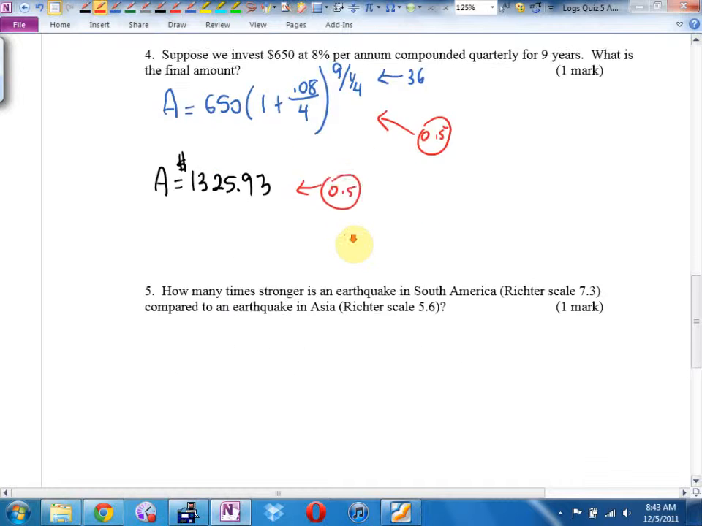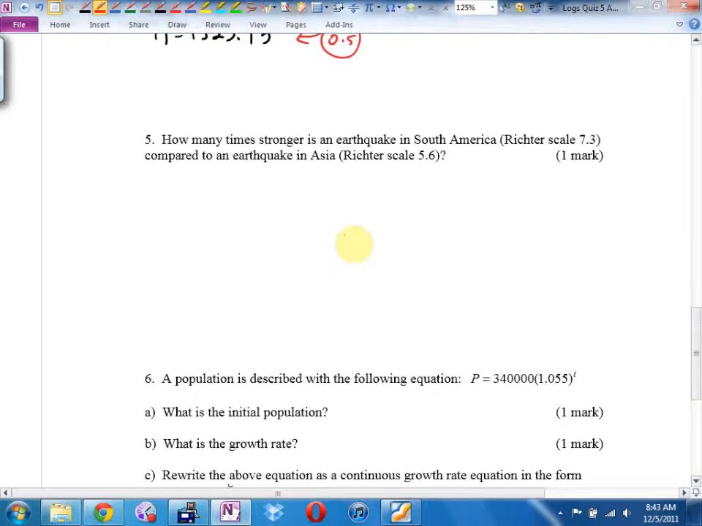Number 5. How many times stronger is an earthquake in South America, Richter scale 7.3, compared to an earthquake in Asia, Richter scale 5.6? It's going to be 10 to the 7.3 minus 5.6 equals how many times stronger. Now, here's your hint. On your test, I'm not going to ask you to find this. On your test, I guarantee you, I'm going to tell you this and ask you to find one of those. One of those would be an exponent, which means I'll have to take the log of both sides. That's why it fits into this. But here, this one's a little bit easier.